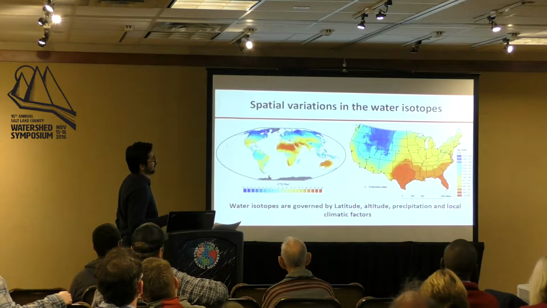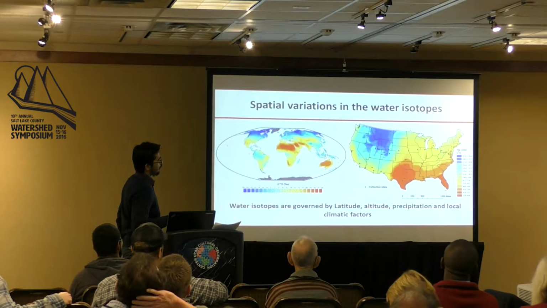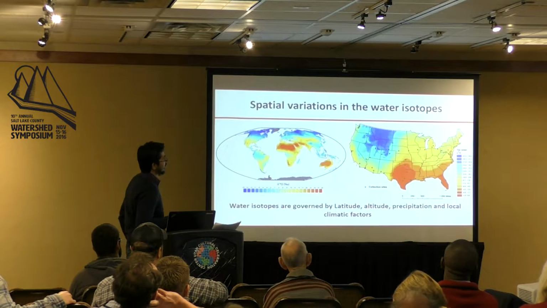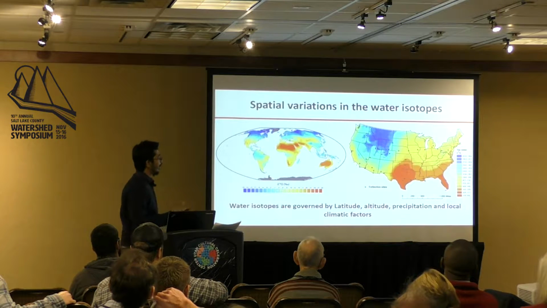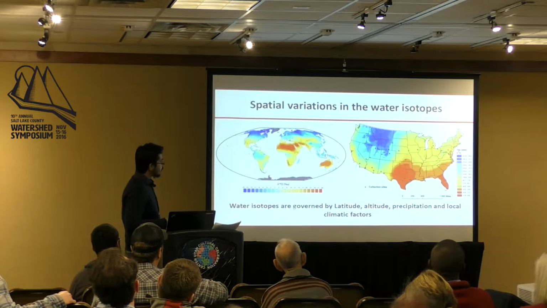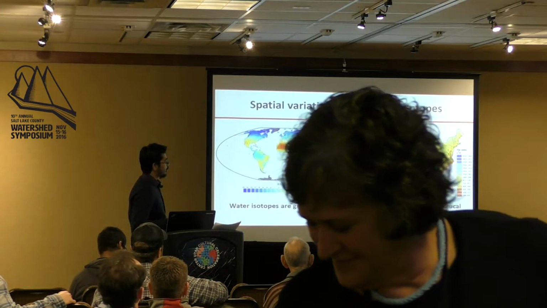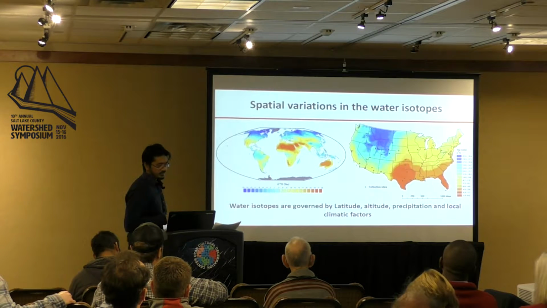If we focus just on the United States, we see a pretty similar trend. The highest values are observed here in the Texas region in the southern states, and then as we move upward, the value decreases. And again, the lowest values here are observed in parts of Montana, Idaho, Wyoming, and Utah because of the high mountains present there. So water isotopes are governed by latitude, altitude, and they're also modified by precipitation and local climatic factors. Today I'm going to show the results that we obtained at a very local scale in the Salt Lake Valley.